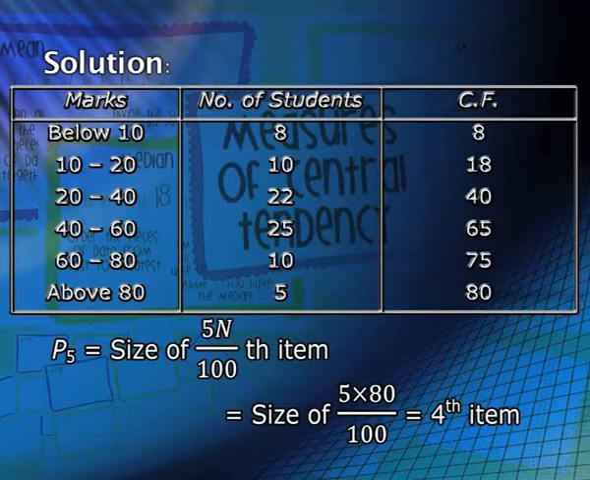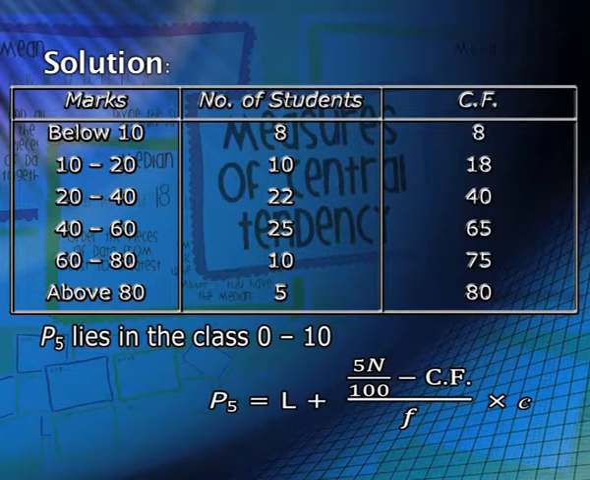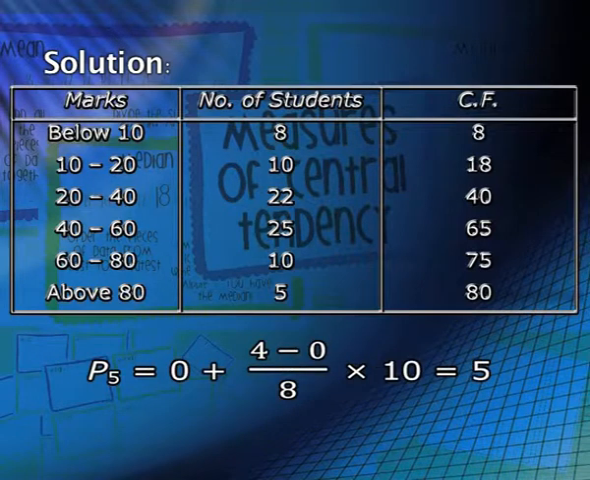Now similarly for P5, it is the size of 5n/100th item. That's size of 5 times 80/100, which is equal to 4th item. Now P5 lies in the class 0 to 10. P5 will be equal to L plus (5n/100 minus CF) divided by F into C. So P5 is equal to 0 plus (4 minus 0)/8 into 10, which is equal to 5.